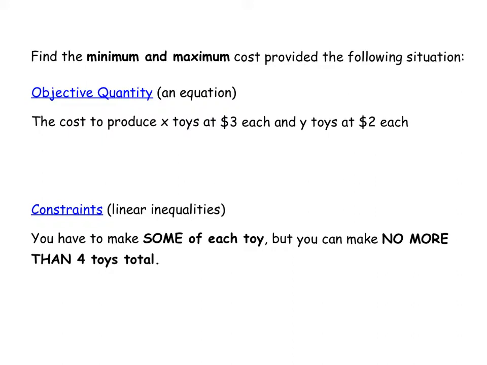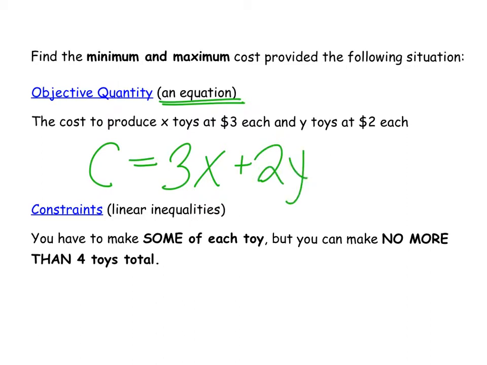The first thing you have to do is write an objective quantity, or that equation, to represent the sentence below. It says the cost to produce X toys at $3 each and Y toys at $2 each. So when thinking about an equation, the cost to produce toys, we have X toys at $3 and Y toys at $2. Right there, we just wrote our objective quantity. So we're trying to figure out what numbers X and Y should be to make it the most cost efficient.